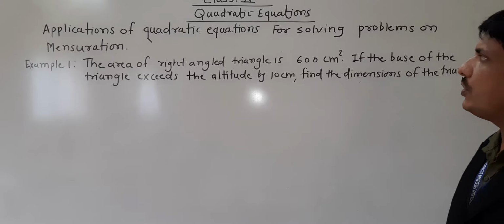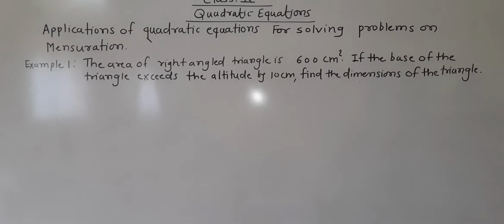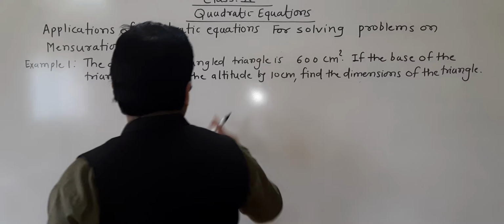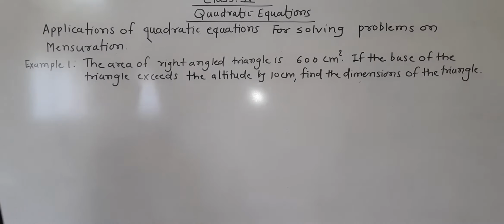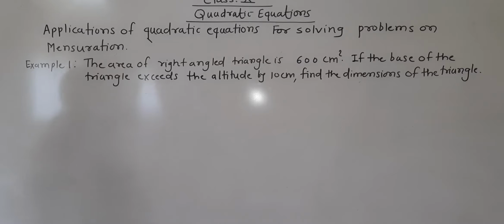Today we are going to see the next point from the quadratic equation, that is, applications of quadratic equations for solving problems on mensuration. Yesterday we saw problems on geometry. Now we are going to see problems on mensuration. The first problem: the area of a right angle triangle is 600 centimeters square. If the base of the triangle exceeds the altitude by 10 centimeter, find the dimensions of the triangle.